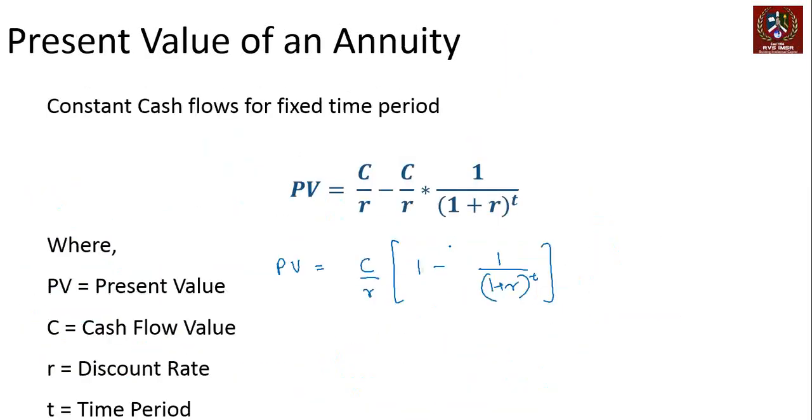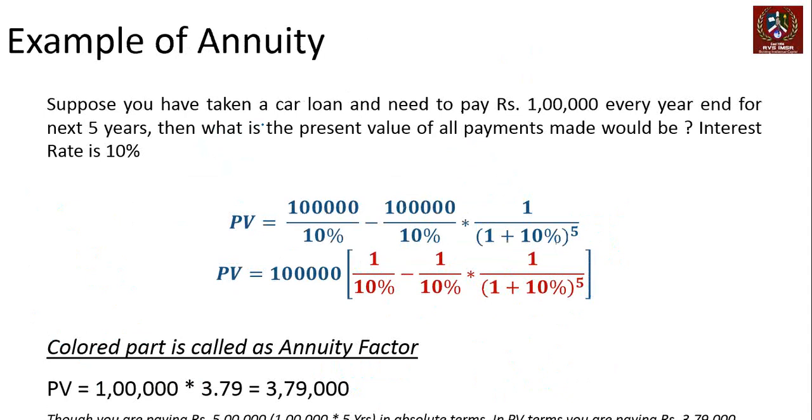Let's do a quick question on this. Suppose you have taken a car loan and need to pay 1 lakh rupees every year end for the next 5 years, then what is the present value of all the payments that you have made, right? So what is the present value of all the payments that have been made is what is to be seen.